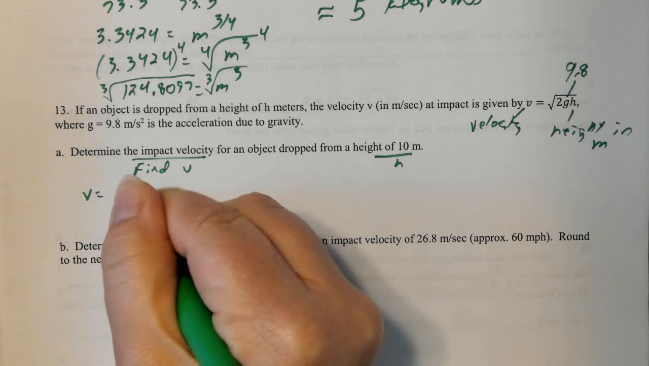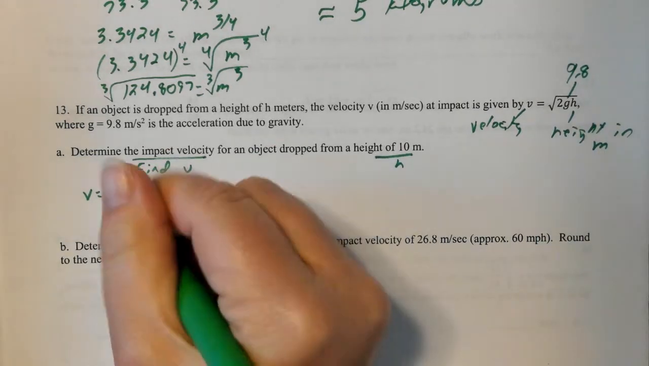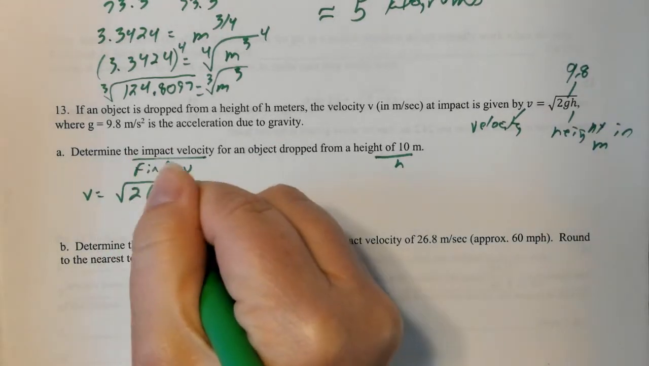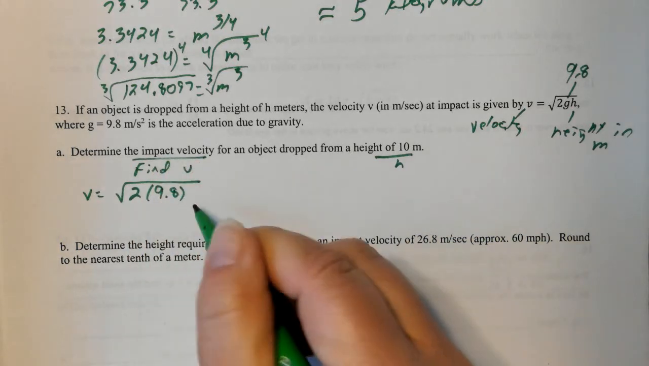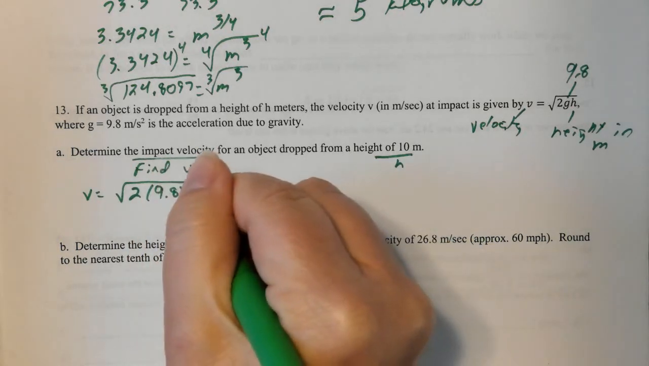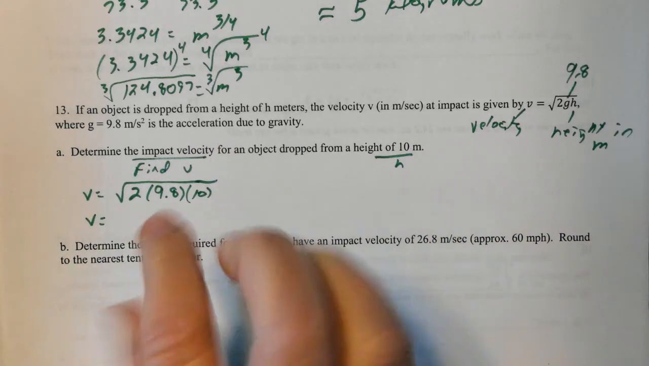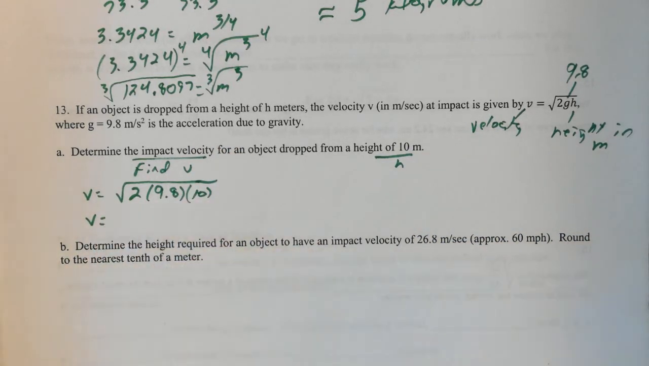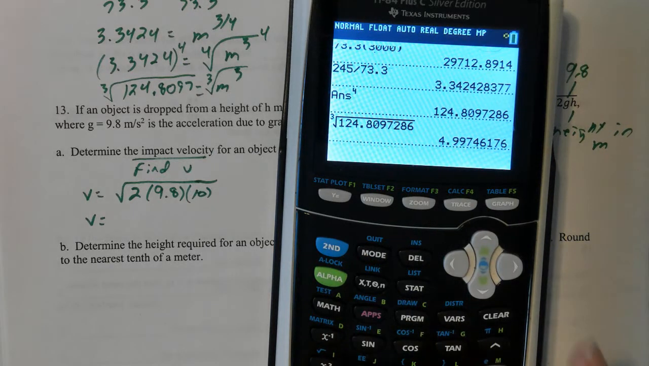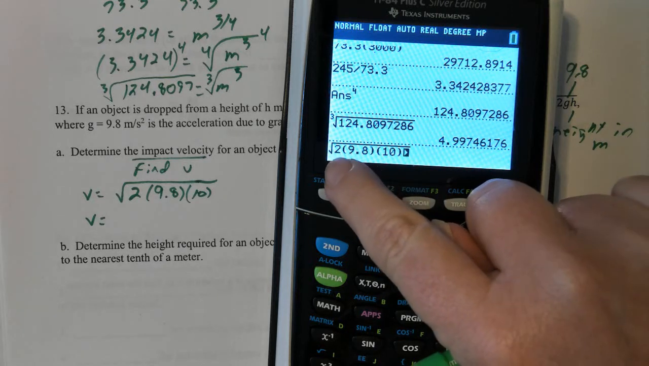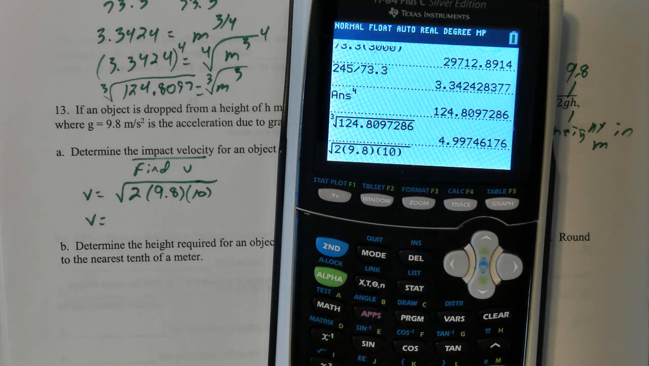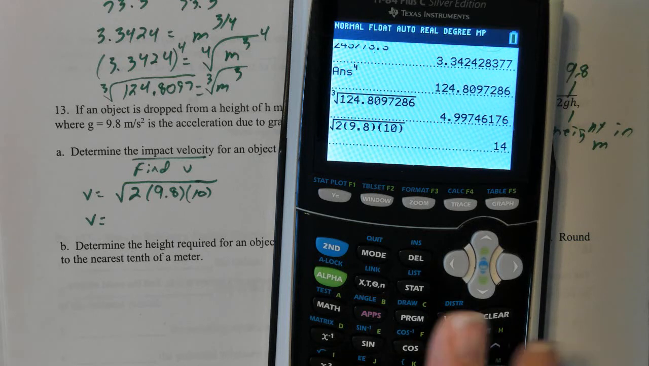All right, so V equals square root of 2 times G. They told us G is always 9.8, times H, and they told us H is 10. So I can just type this in my calculator, and it will tell me exactly what V is. So square root of 2 times 9.8 times 10. If you're using an 84, you can just type it like I did. If you're using an 83, when you hit that radical, it probably popped up a parentheses before your 2, so just make sure to close it at the end. And that comes out to 14.